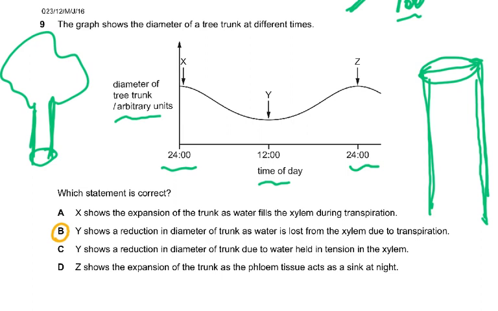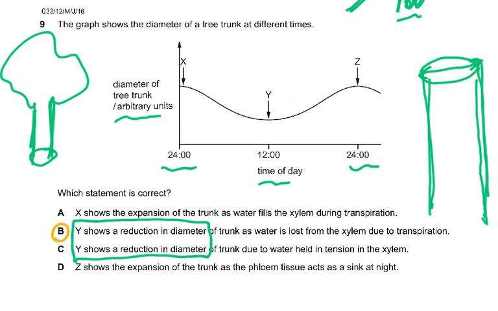They're just talking to you about the diameter of a tree trunk at different times. So you can see the diameter decreasing at 1200 hours in the time of the day, which is more of the noon time. And then, so at Y, there is a reduction in diameter. So we were only going to consider these two different answers. Why? Because X shows the expansion of the trunk. We're just showing the diameter of the tree trunk is increasing at X and at Z as well.